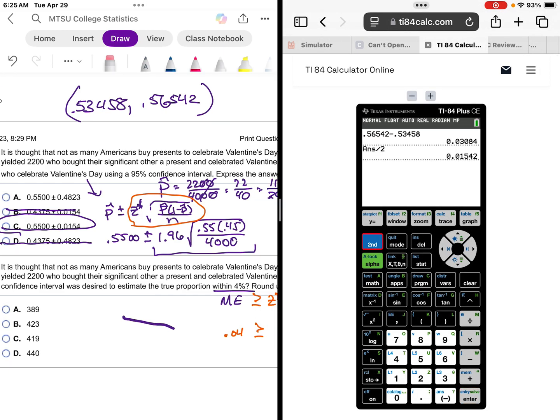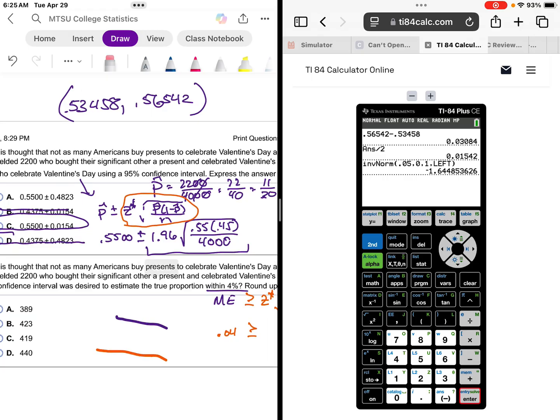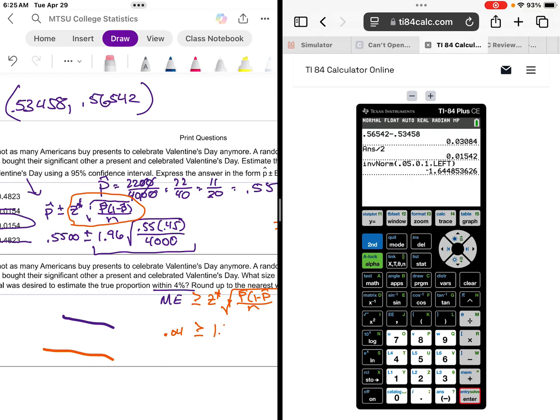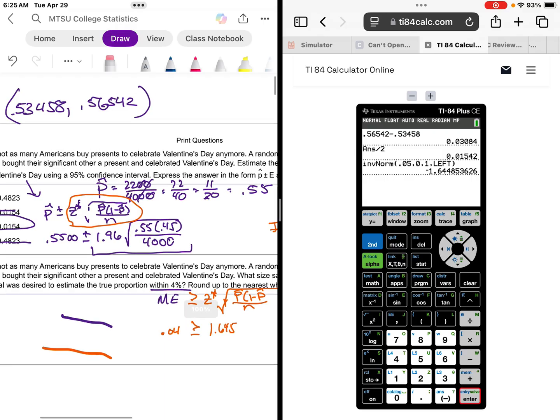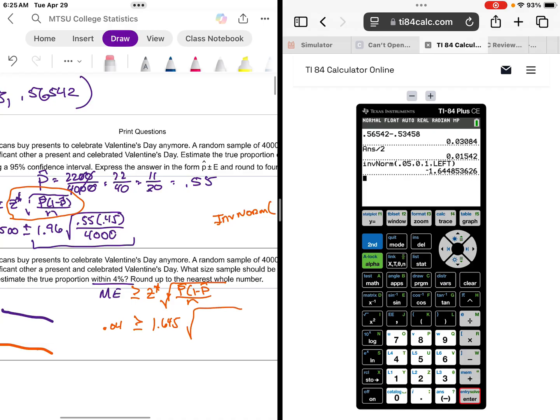We go second vars, option 3. 0.05 is my area. Leave those two alone. Again, we're going to do a left tail there. We just get to take off the negative. So 1.645 is what we're going to use here. So 1.645 times the square root, 0.55 times 0.45 over n.